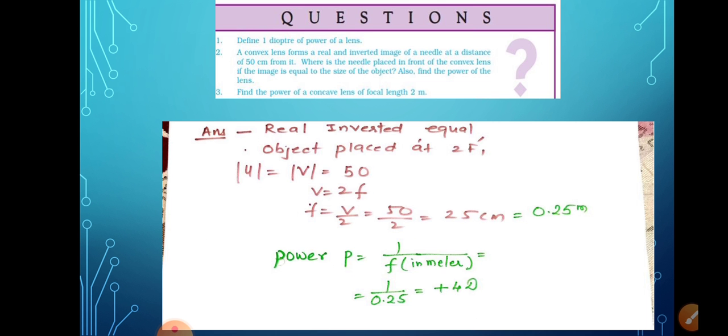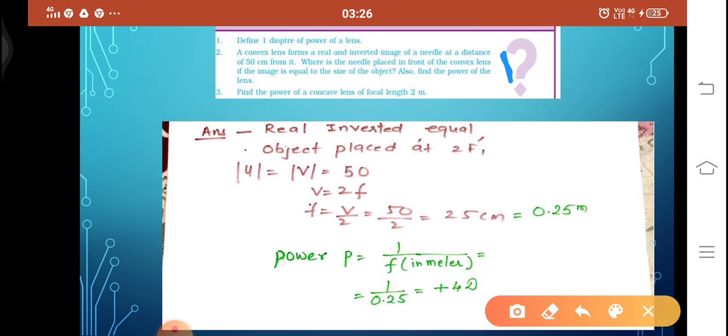Now this question we are doing. A convex lens forms a real and inverted image of a needle at a distance of 50 cm from it. Where is the needle placed in front of the convex lens if the image is equal to the size of the object? In a convex lens, image is equal to object length. That means v and u both will be equal, and the object is placed at 2f1. If you see the ray diagram, when the object is placed at 2f1, the image will be at 2f2.